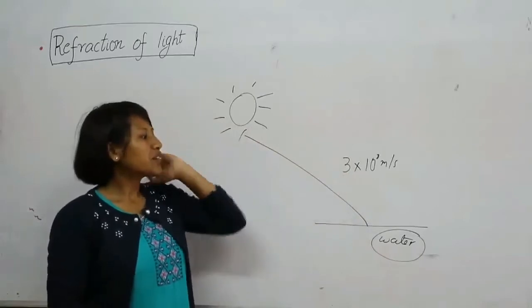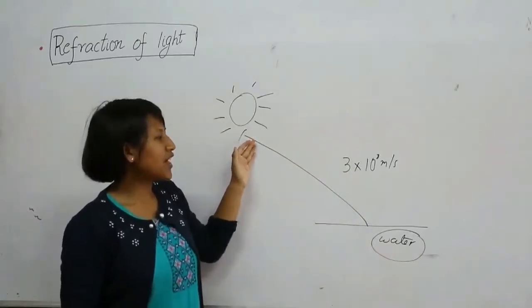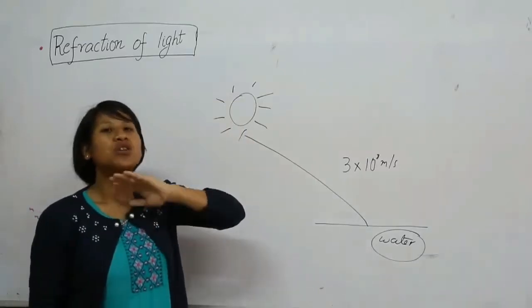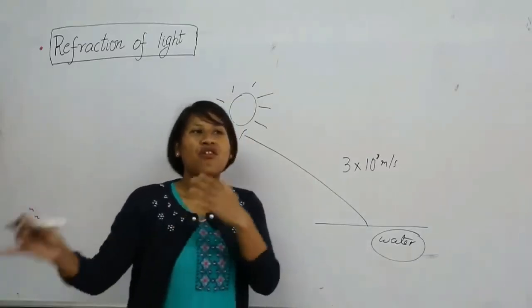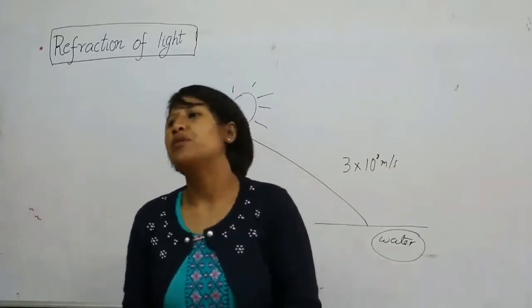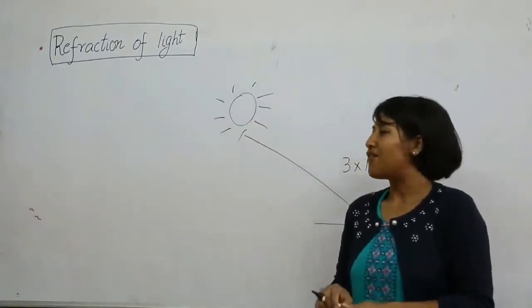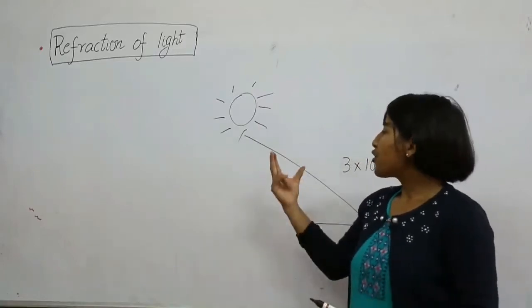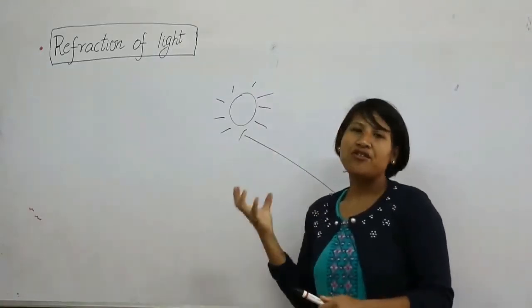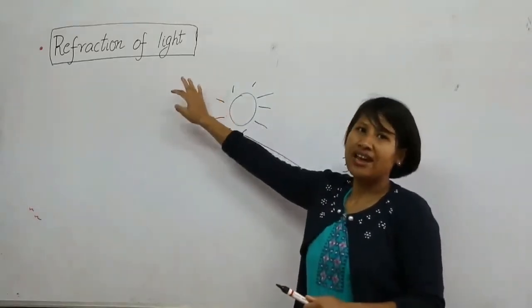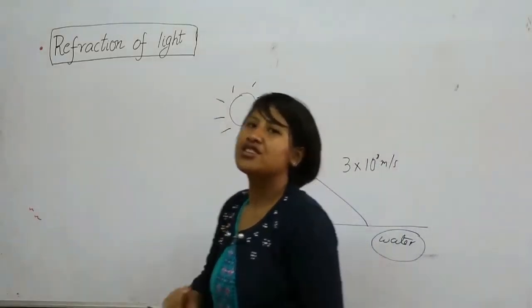It is observed that the speed of light in different media also varies. For water the speed of light will have another value, for glass also another value. It is because of this change of speed of light that refraction of light results.